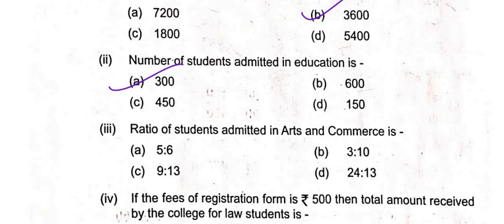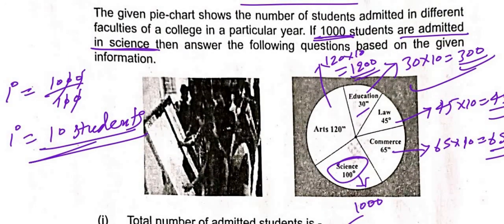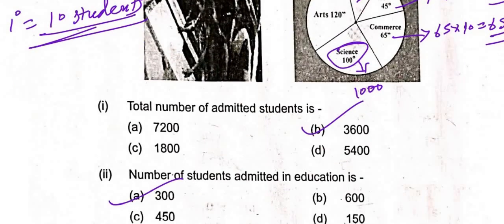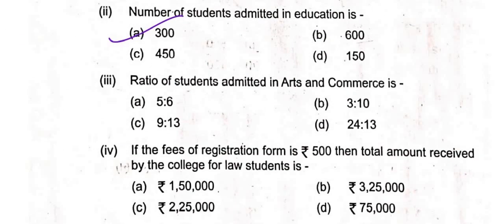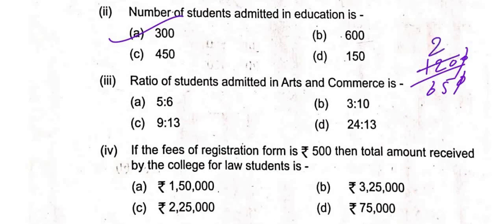Moving to question number 3. Ratio of students admitted in commerce and arts. So we have to find out the ratio of arts and commerce, as it is given. So arts is 1200 and commerce is 650. When you cancel it, you will get finally 24 ratio 13. So option D will be the correct option, option D for question number 3.